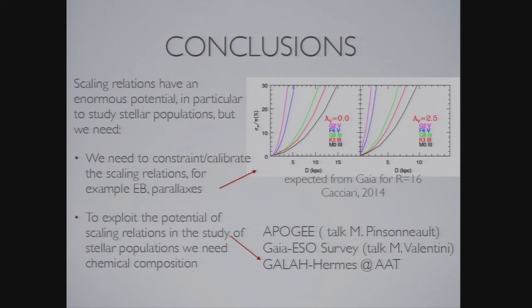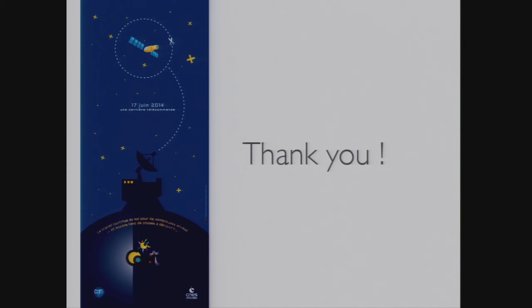And one thing that appears several times in this presentation is the need to have the metallicity, the chemical composition, to really exploit this data. And we will have it thanks to the collaboration with large spectroscopic surveys like APOGEE, Gaia ESO survey, and GALAH HERMES. All of them have already begun to observe both CoRoT and Kepler stars. Thank you very much.